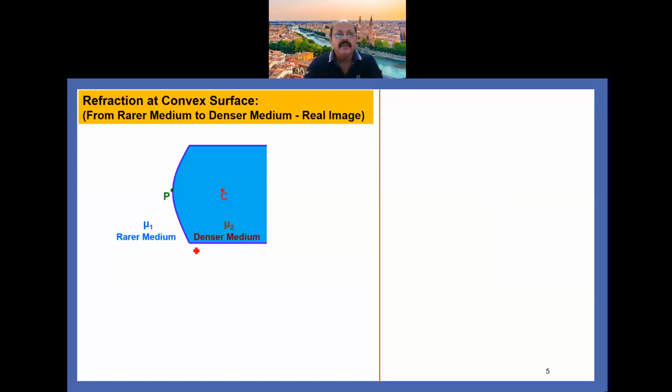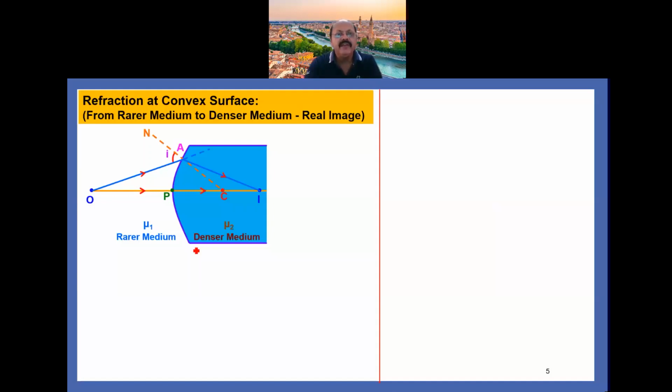This is the principal axis. Now a point object we have taken at point O. The first ray from the point object O incident normally along OP on the spherical surface, which is a convex surface, and that passes straight. Another ray that is incident along OA on the convex surface makes an angle i with the normal. Normal is NAC, and then it gets refracted.